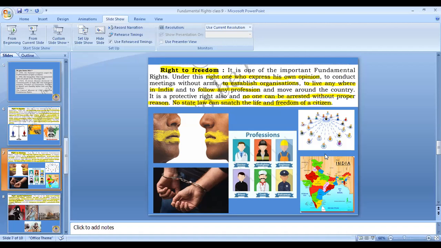Okay, that is not your right to freedom. You can talk about your opinion, and you can talk about any matter where you are not harming others. Whatever you are talking, those talks should not harm the opposite people. In such a manner you have to talk, or express your opinions. That is your right to freedom.